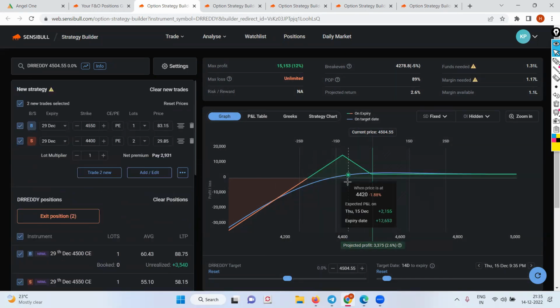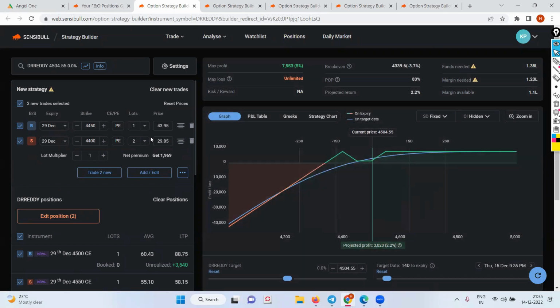This is almost like a 1:2 risk ratio spread, right? If you go below, right? Now, even this, if you're still super bullish about Dr. Reddy, but still have the concern that it might go sideways also, go for this. You have 7,500 profit on a capital of 1,23,000.